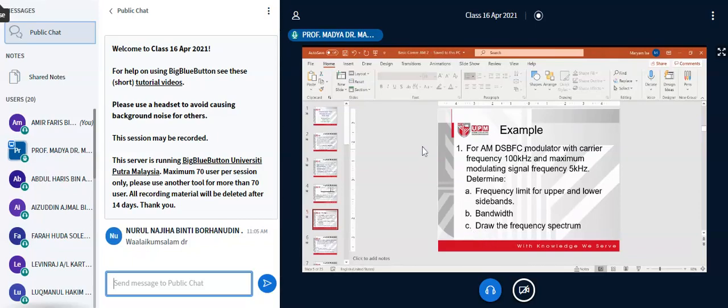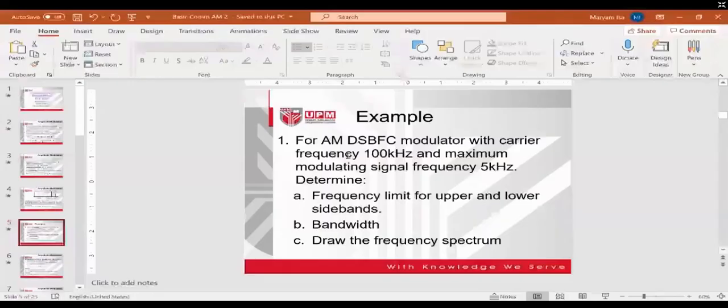This is the SB, SSB, and so on, but it is an AM modulator, okay? And the question is, given the carrier frequency 100K and modulating frequency 5K, find the frequency and the bandwidth. Try to answer on your own first. Later we'll discuss.